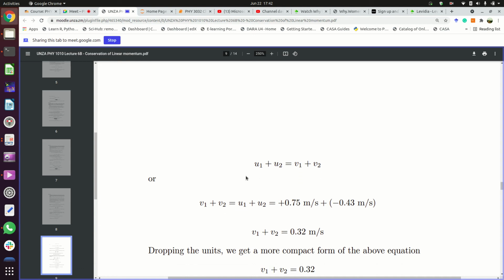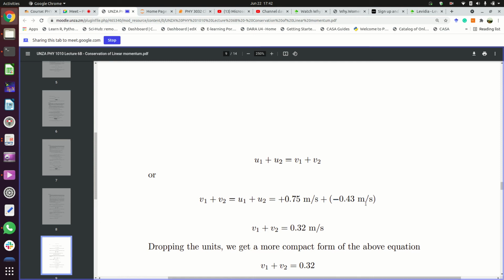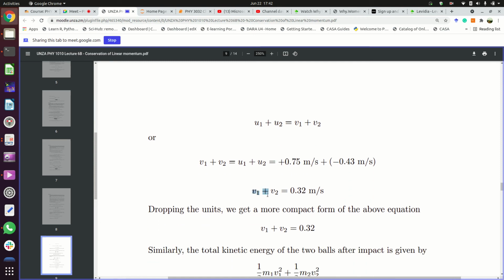Now remember, we know what U1 is, we also know what U2 is. What we do not know is what V1 and V2 are. So we can substitute the values which we know into this expression to make things a bit easier. So V1 plus V2 is going to be equal to U1 plus U2. Now U1 is the velocity of the first ball. Since the first ball is moving in the east direction, it's going to be plus 0.75 meters per second, plus the velocity of the second ball, which is moving westwards, so minus 0.43 meters per second. So we end up having V1 plus V2 equals 0.32 meters per second.